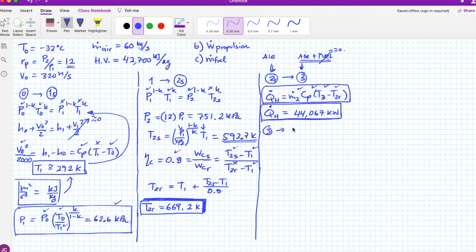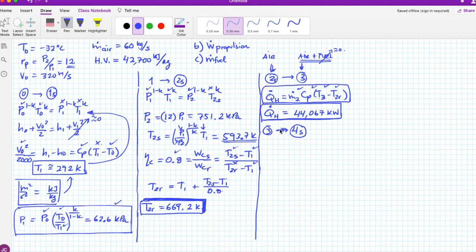Let's go from 3 to 4s. Why are you doing the isentropic? I need it. Why didn't you put 3s? There is no 3s. There is no isentropic case that goes from 2 to 3. So 3 is just real. It's just the real state.